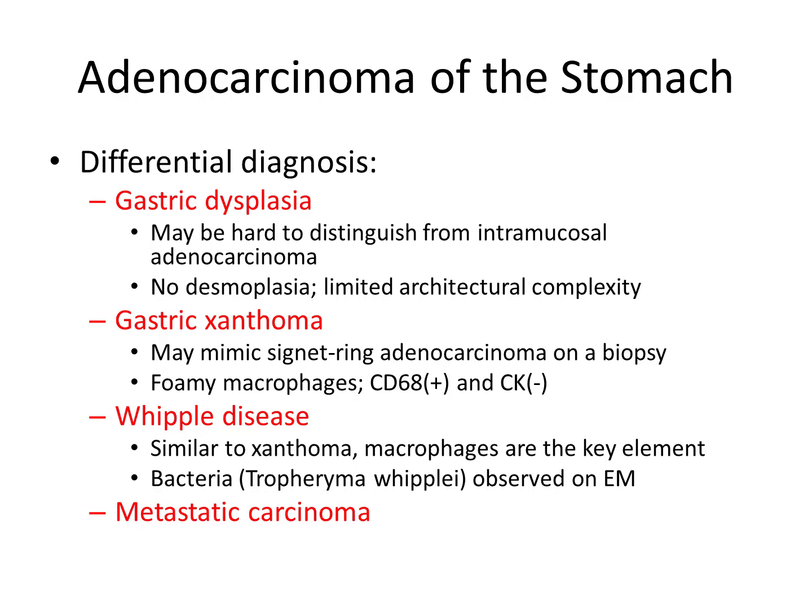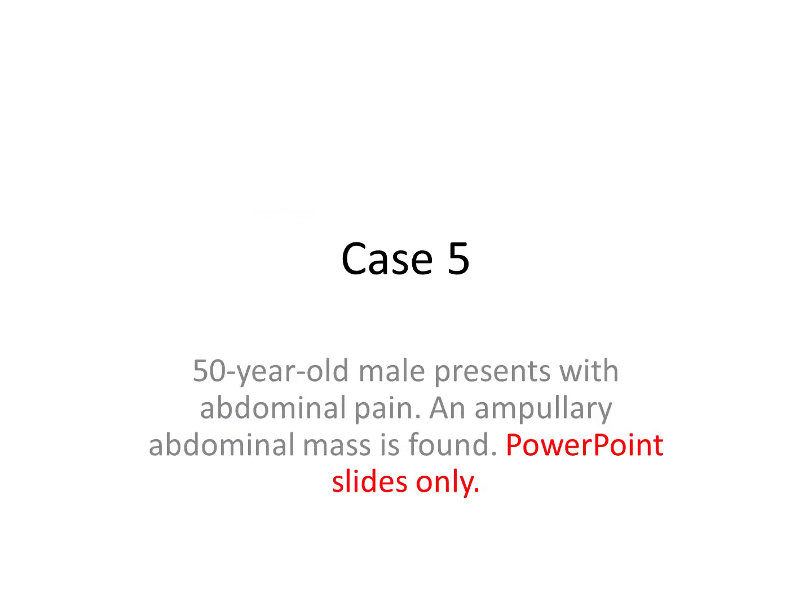In Whipple disease, similar to xanthoma, macrophages are the key element. Bacteria are observed on electron microscopy. Lastly, make sure to exclude a metastatic carcinoma. Metastatic lobular carcinoma from the breast may be particularly tricky.